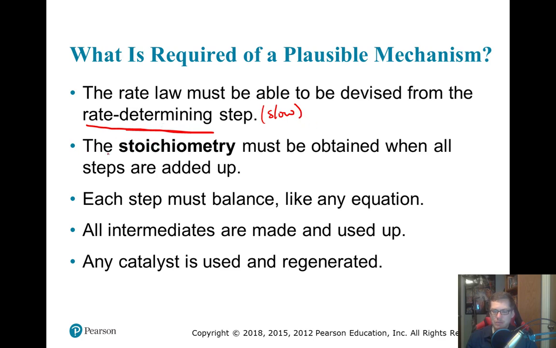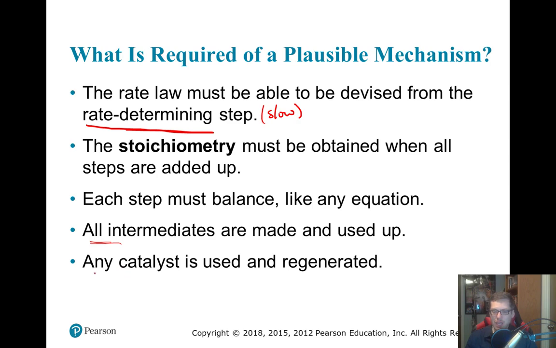All right, the stoichiometry must be obtained when all steps are added up. Again, we'll talk about what this means. Essentially, all your elementary reactions need to be added up in order to equal your overall reaction. Each step must be balanced. You must have no intermediates left over, so essentially anything that you make needs to be used up in a following reaction and doesn't appear in your overall reaction.